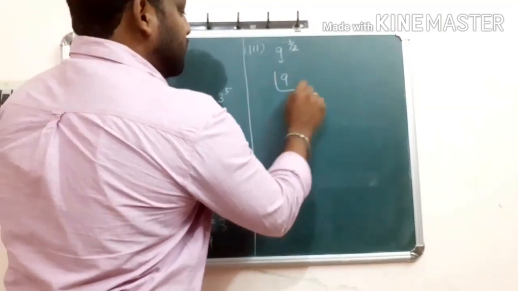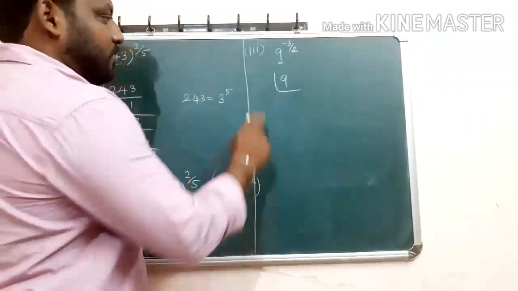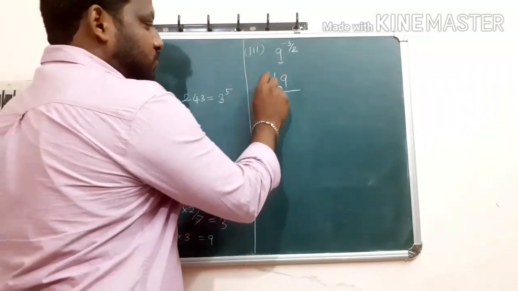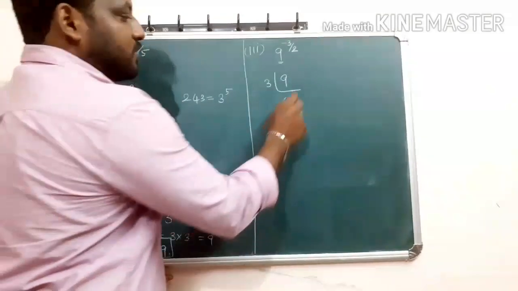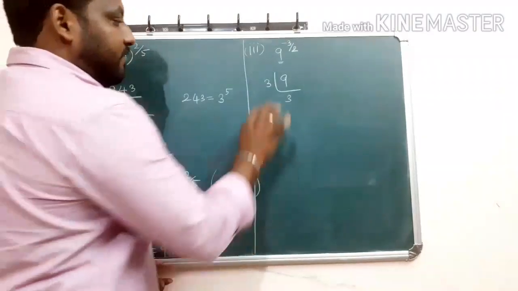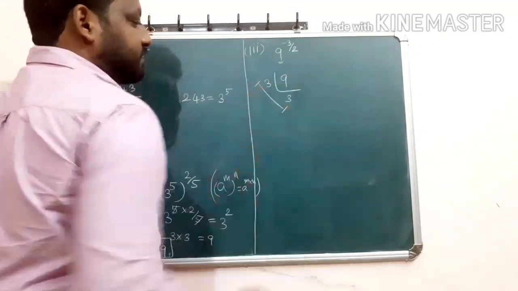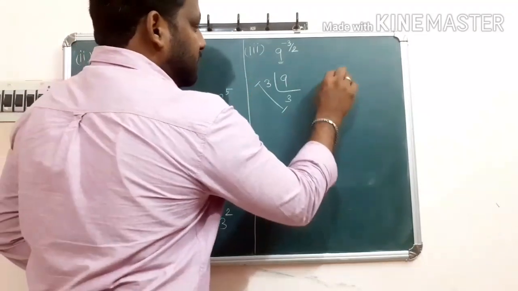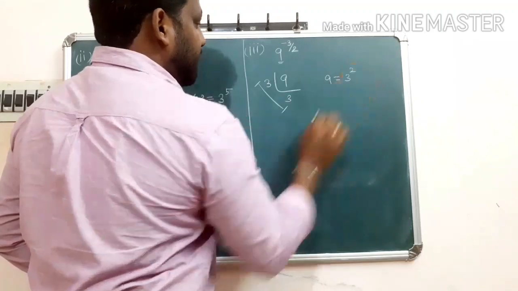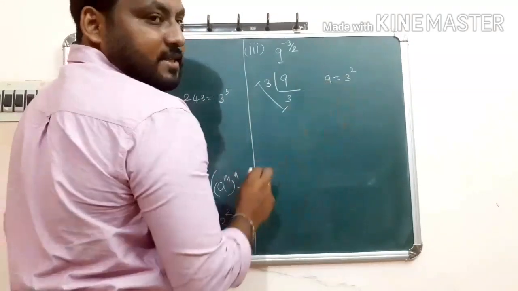So 9, you have to divide as in the L division form. So 2 is not possible. So the next prime factor is 3. So 3 3s are 9. Enough. So 9 is equal to 3 square. So instead of 9 you have to write 3 square.